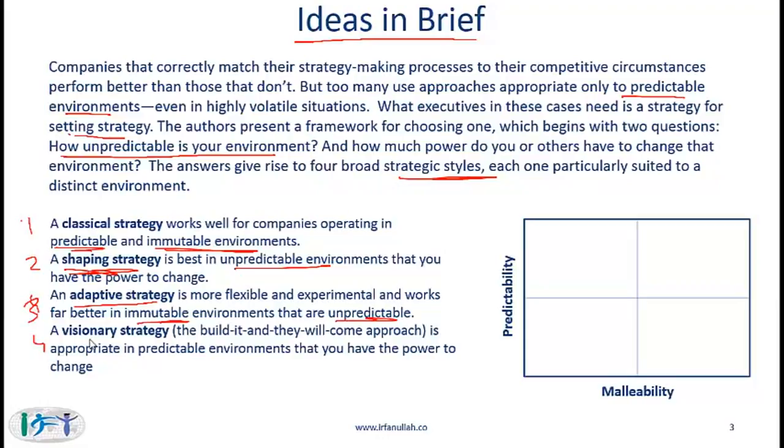And finally, a visionary strategy, which can also be called build it and they will come. This strategy is appropriate in predictable environments that you have the power to change. If you are paying attention, you will probably realize that these four strategies are being classified along a predictability dimension and a malleability dimension. If this is high malleability, this is low malleability, and in terms of predictability, let's say this is high predictability and this is low, then what I want you to do is put each of these strategies in the appropriate quadrant.